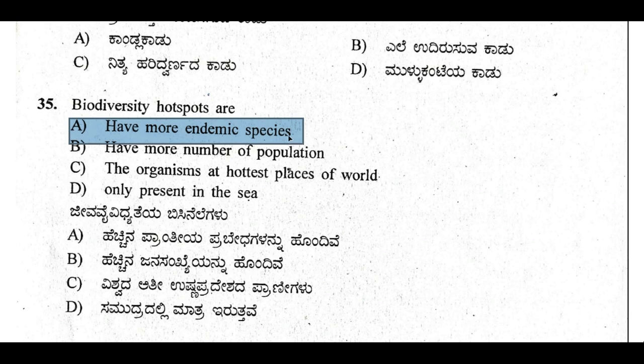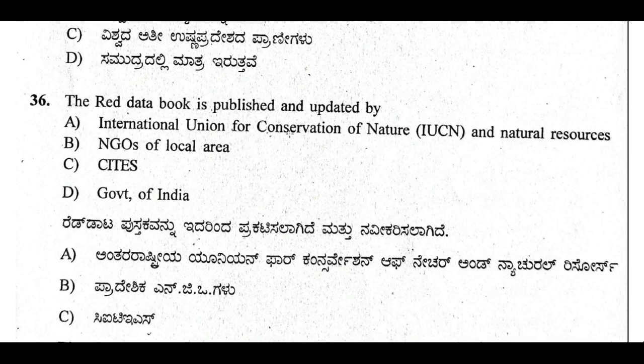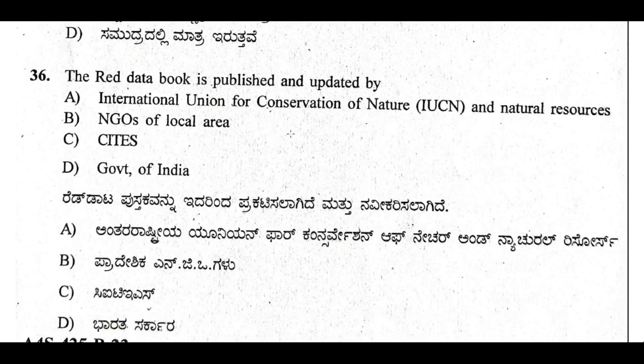Question number 36, the Red Data Book is published and updated by: Option A, IUCN. Option B, NGOs of local area. Option C, sites. Option D, Government of India. So who publishes and updates the Red Data Book?